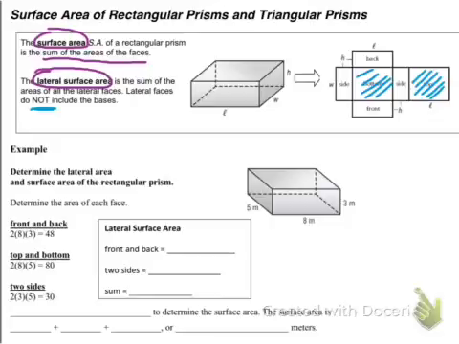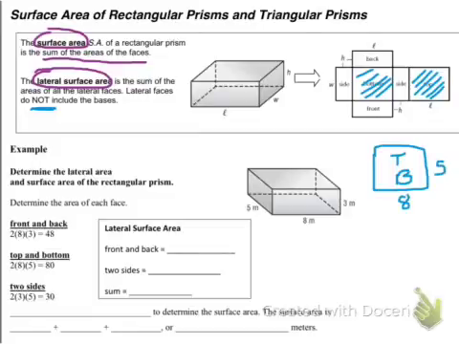So if we look at this rectangular prism, if we want to find the surface area and the lateral surface area, then let's break it down into its faces. So we have a top and bottom. They look like this. This is the top and the bottom, and they're the same. So the top and the bottom are both 8 by 5.